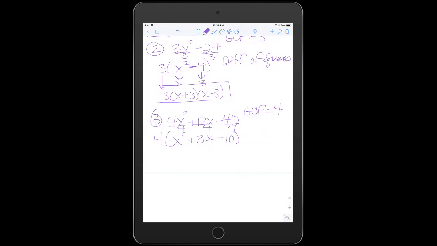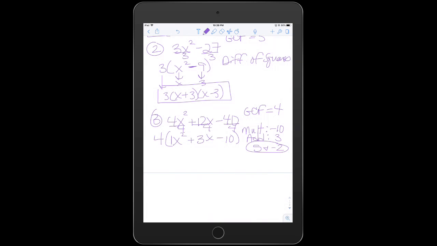And now consider the trinomial that's left in parentheses. The leading coefficient is a 1. That's your value of a. Right out here, this is really a 1. So we can use the shortcut, and we're going to look for two numbers that multiply to negative 10. And those same two numbers have to add to 3. So let's see, that would be 5 and 2, one of them has to be negative. So it looks like 5 and negative 2 is our combination of numbers.